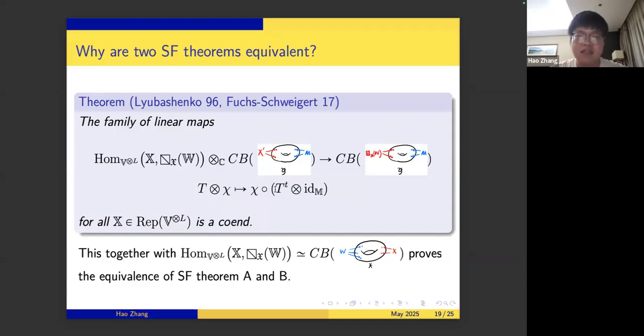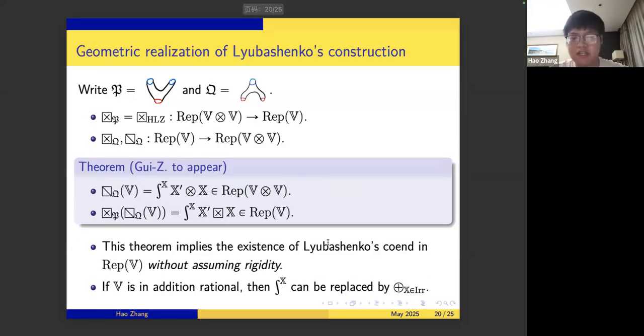By their result and the universal property, or the definition, of diffusion product here, you can easily prove the equivalence of sewing-factorization A and sewing-factorization B. So in order to get both of them, you only need to prove one of them. Okay, this proves the equivalence of the sewing-factorization theorem. In the rest of my talk, I will give some applications of the sewing-factorization theorem.